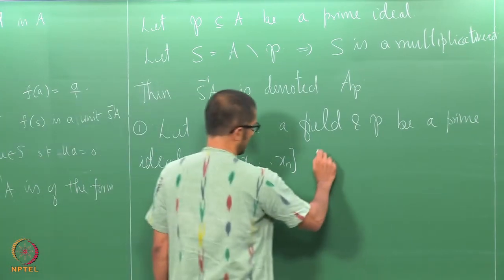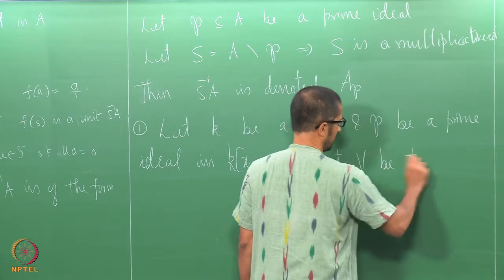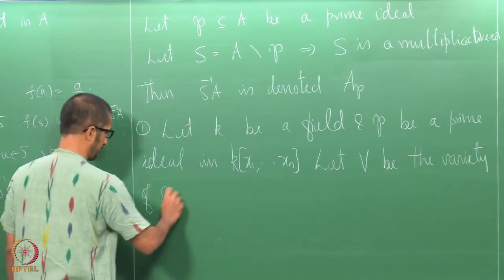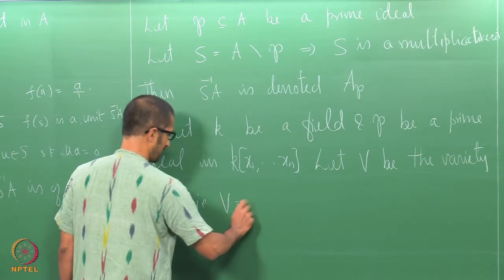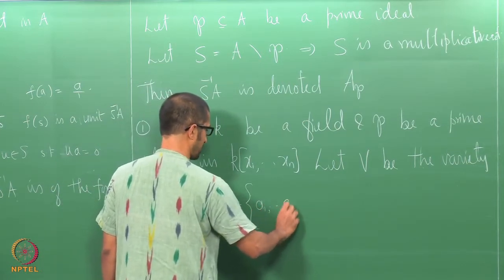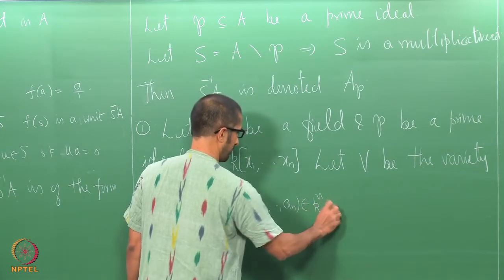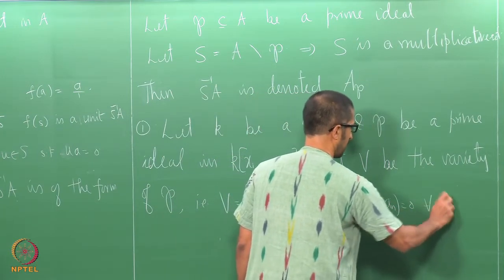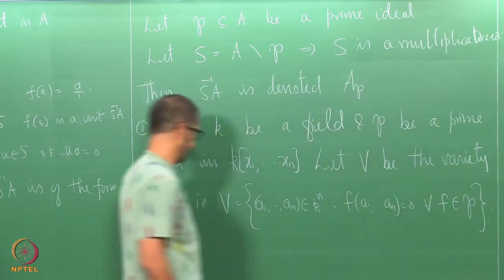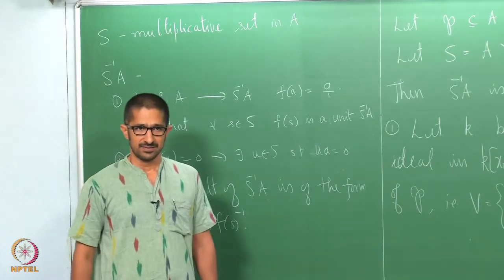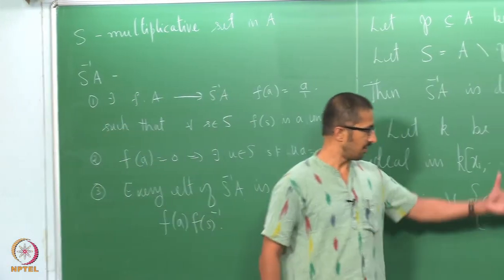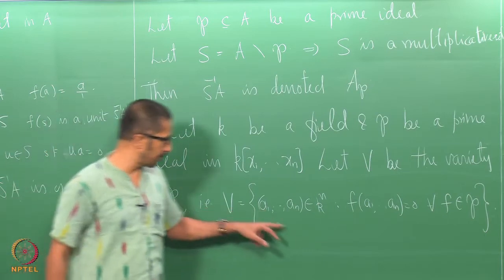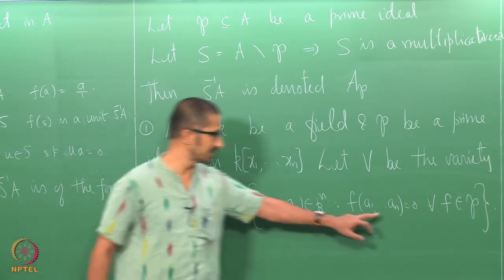Okay. Take V to be the variety of P. What does that mean? V is all n-tuples in K^n such that f of a1 up to an is 0 for all f in P. I look at all the elements of P and look at all the points in K^n which vanish on these.